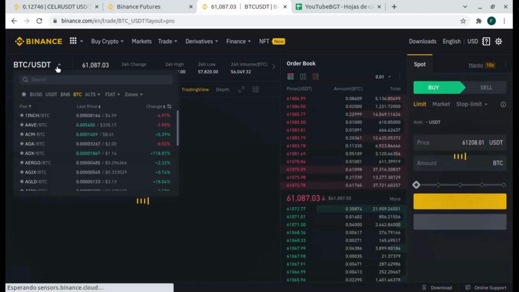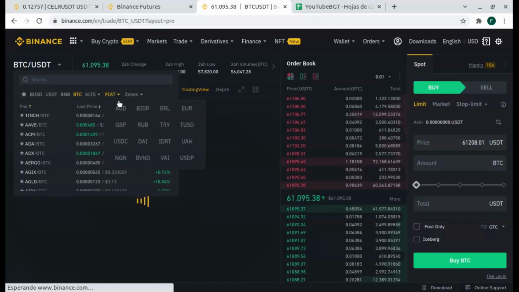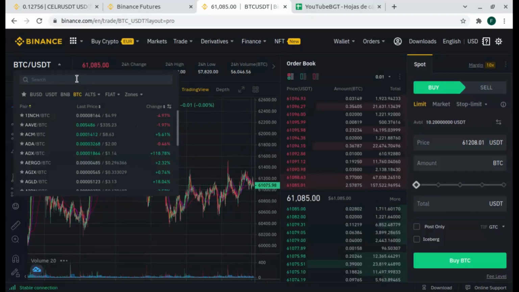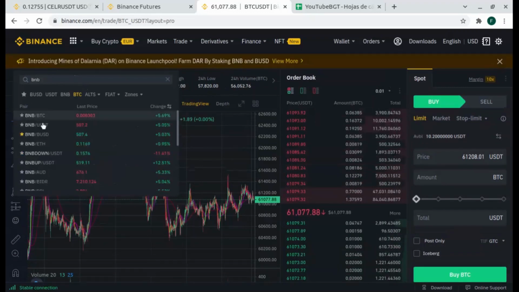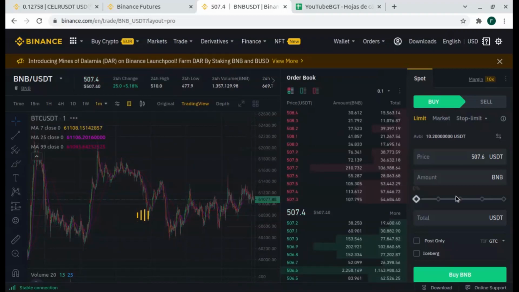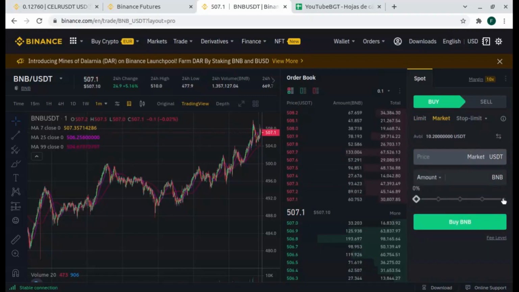I am sure you are all familiar with this operation. So we need to find BNB in base and USDT in quote so that we execute the operation. There we go. We are going to use market order because it is very simple. And then I buy the BNB.